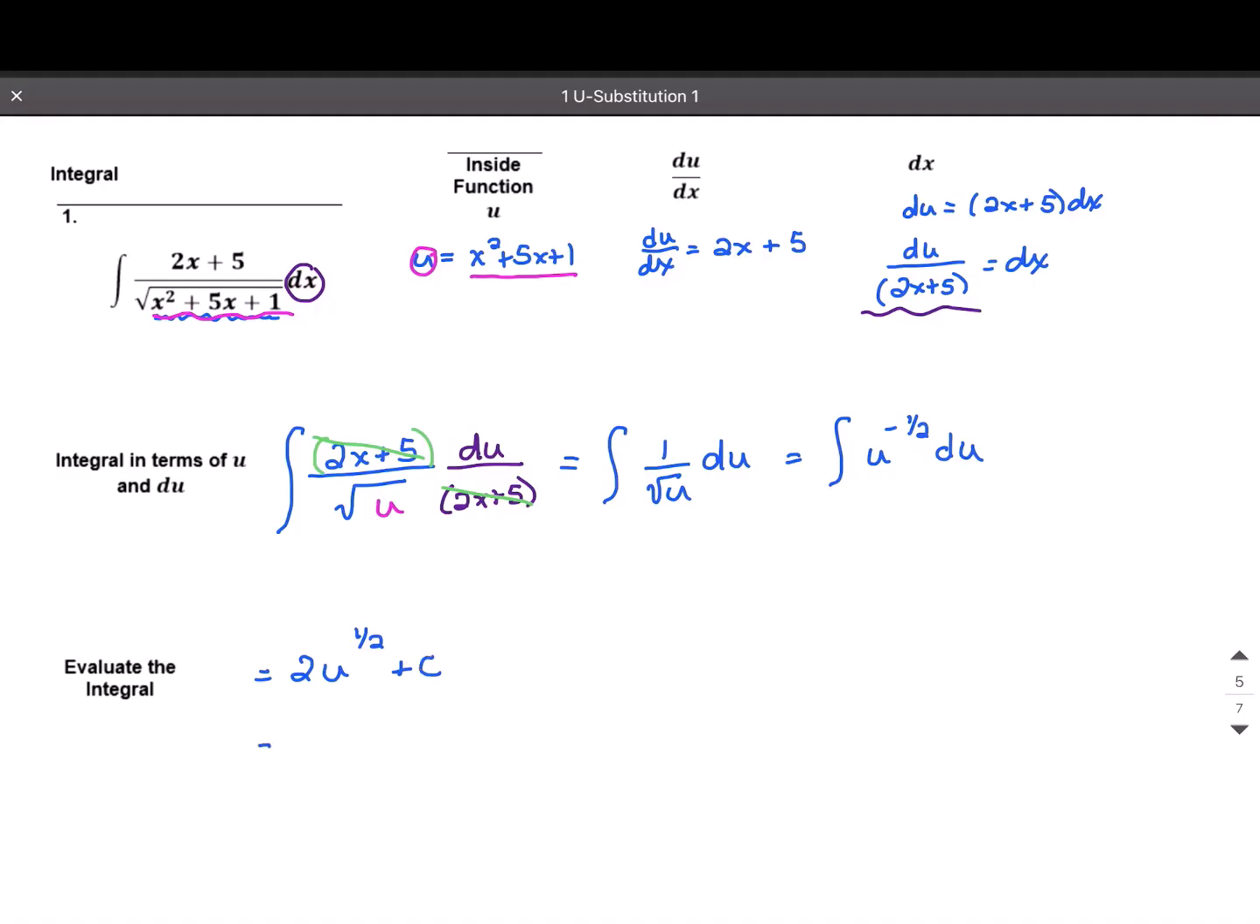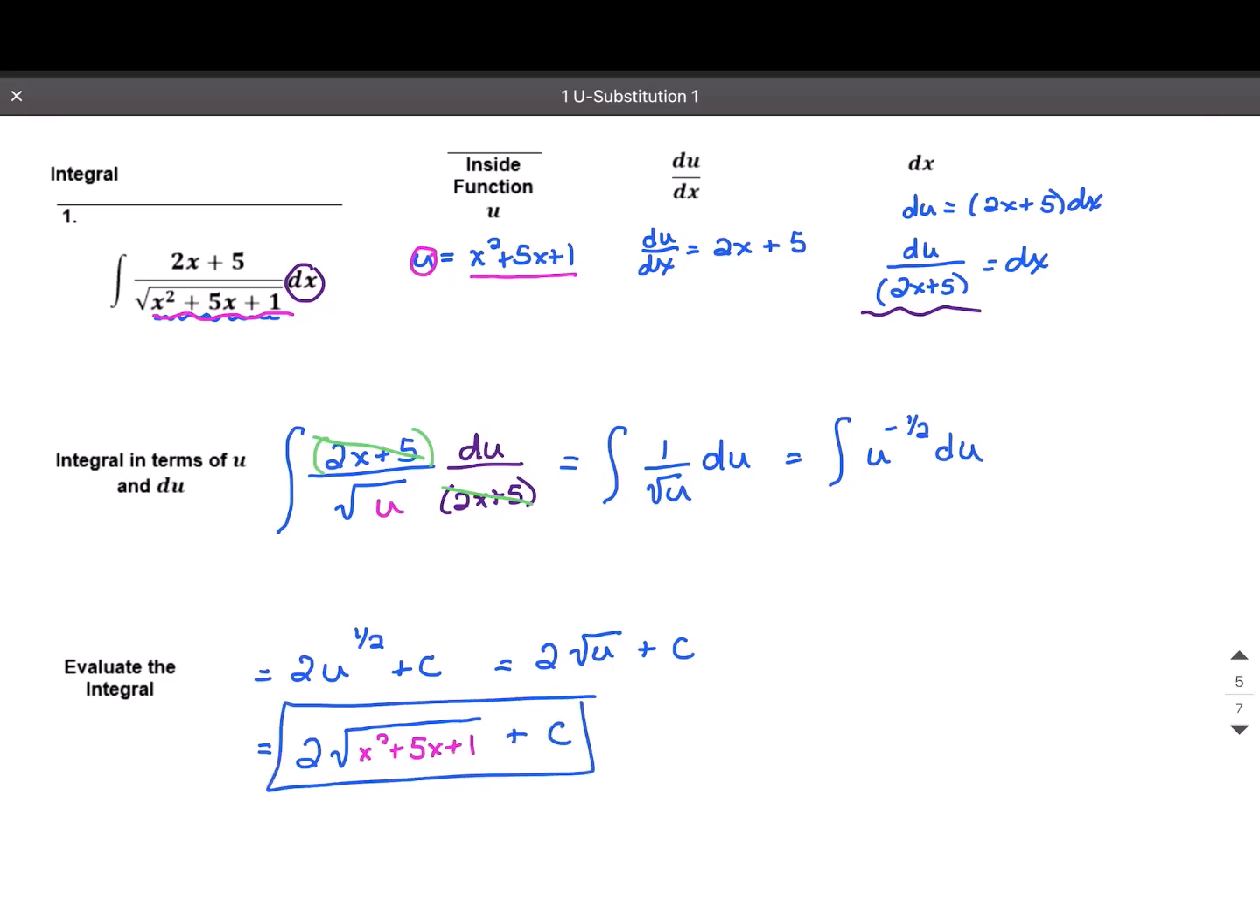Last step, now remember, the 1/2 exponent is really the square root of u plus c, and now the last step is to replace that u. u was x squared plus 5x plus 1, and don't forget to keep your plus c. There you go. We did an integral with u substitution.